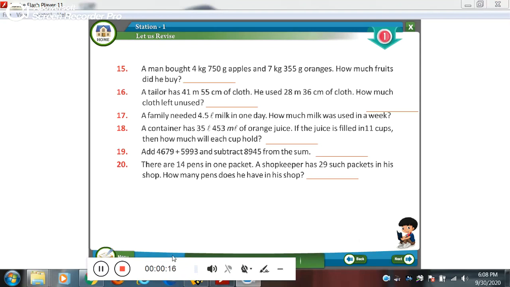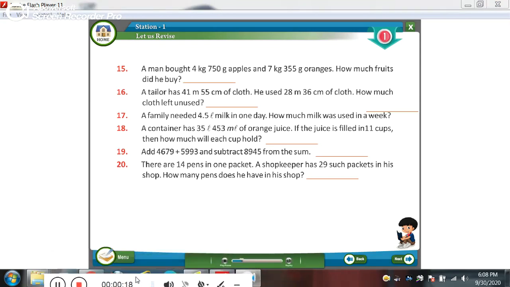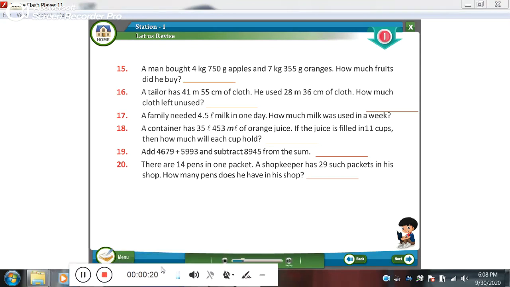A tailor has 41 meter, 55 centimeter of cloth. He used 28 meter, 36 centimeter of cloth. How much cloth is left unused? A family needed 4.5 liter milk in one day. How much milk was used in a week?